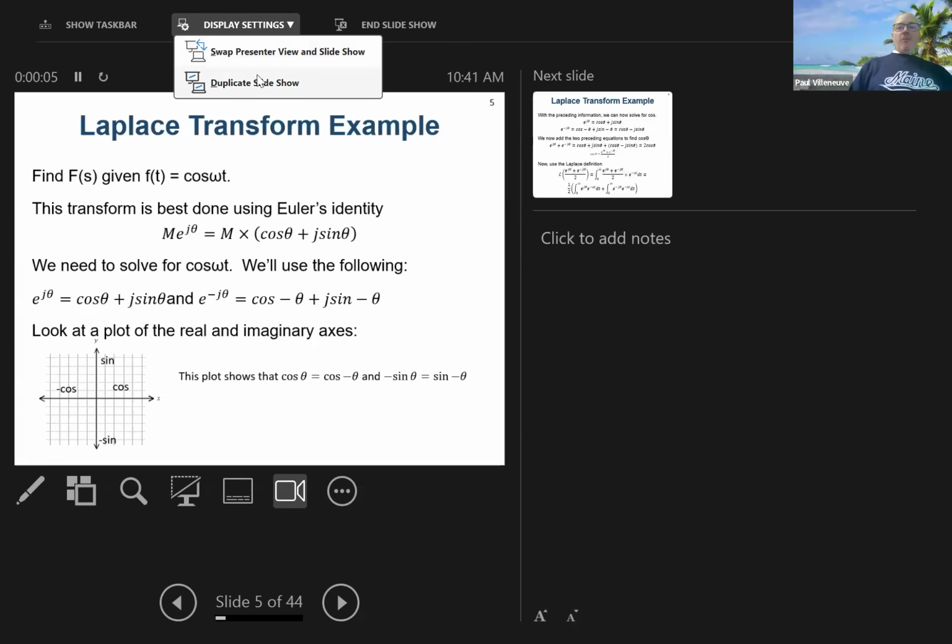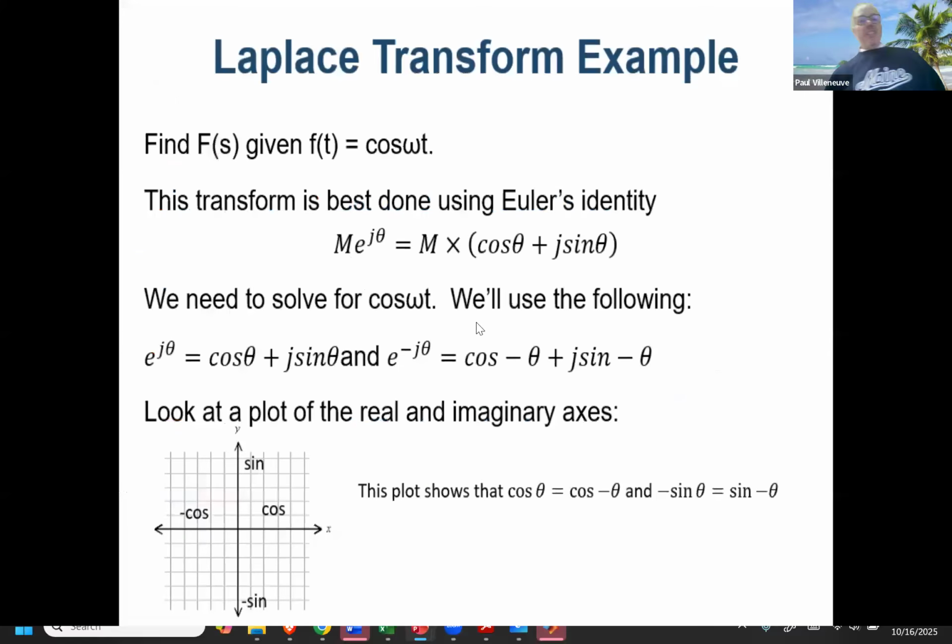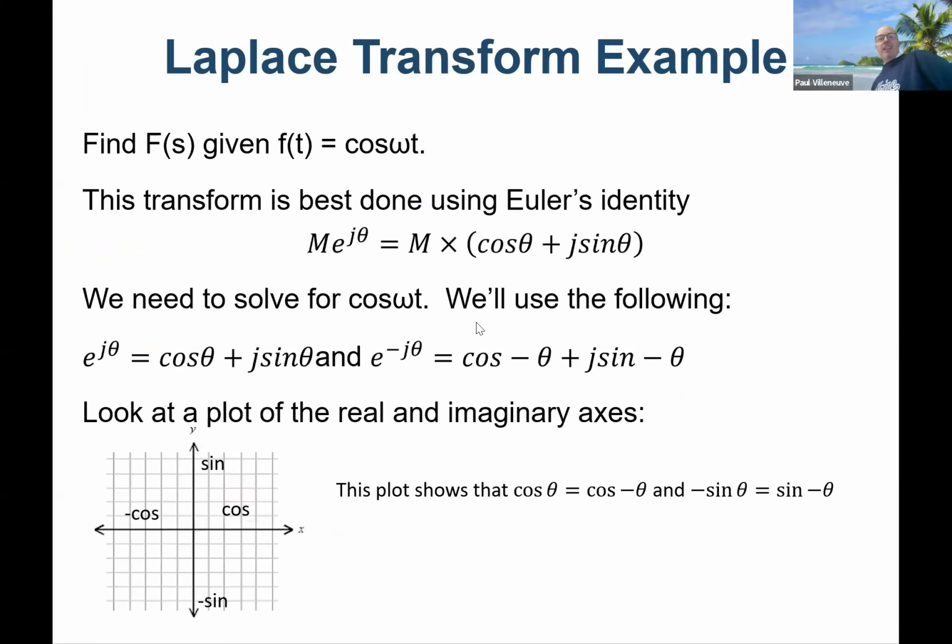All right, so we can see that e to the j theta is cosine theta plus j sine theta, and e to the minus j theta is cosine minus theta plus j sine theta. Now I'm just going to go and look at my Cartesian coordinates. And if I have any old angle here, we call that theta. Minus theta lives over here.